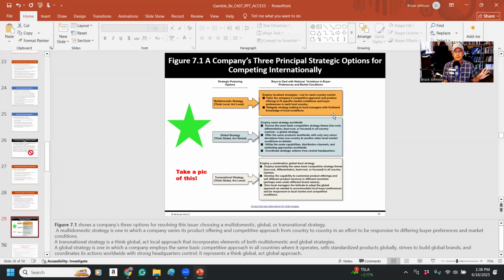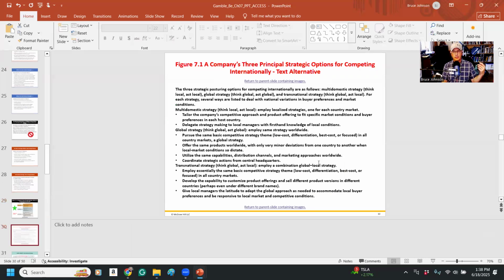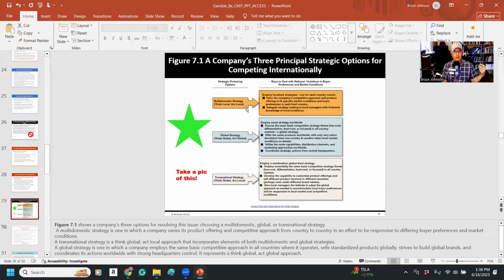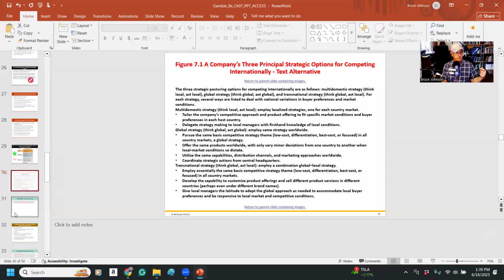I'm just going to let you guys read these. What you need to remember are these three options for trying to expand the business nationally. Multi-domestic, global, transnational. And I'm going to give you this one at the end of the PowerPoint for chapter 7. This is that previous diagram, just laid out a little more clean. You might want to go in and download the PowerPoint and copy and paste that into a Word document and read through that.